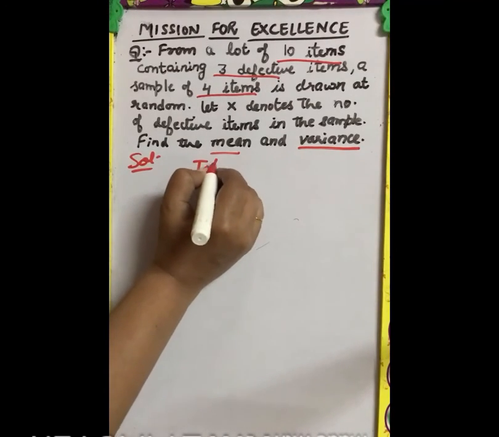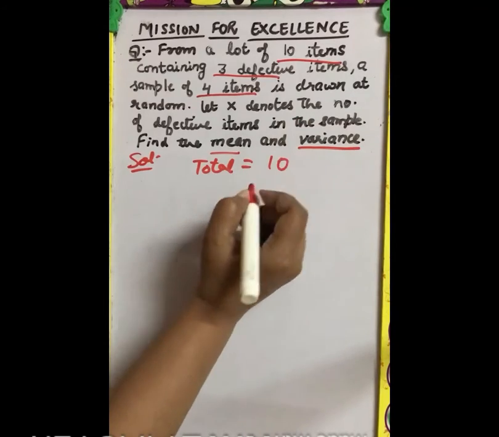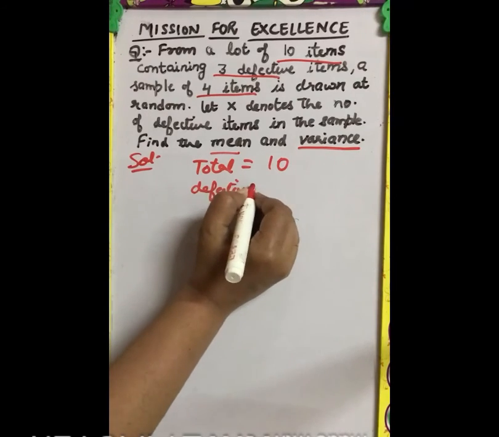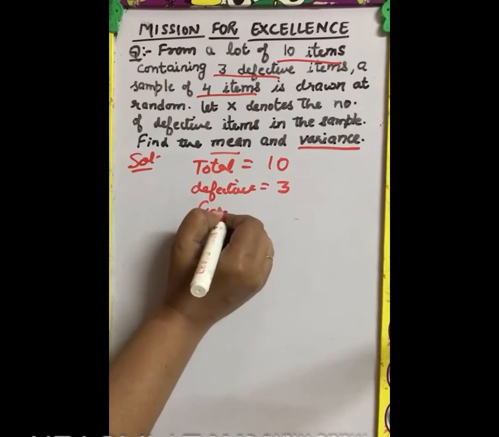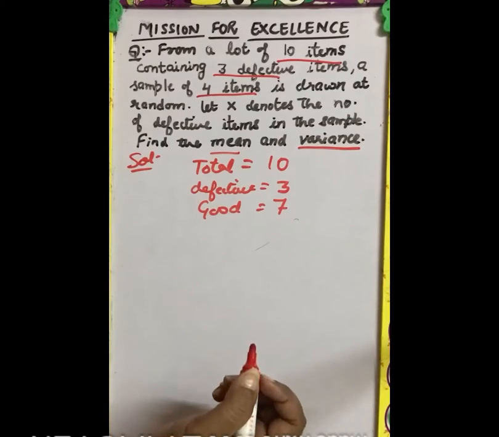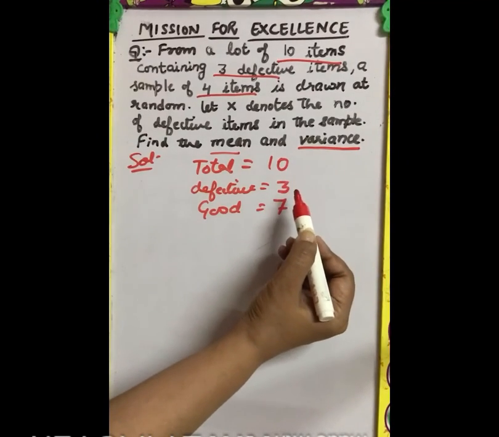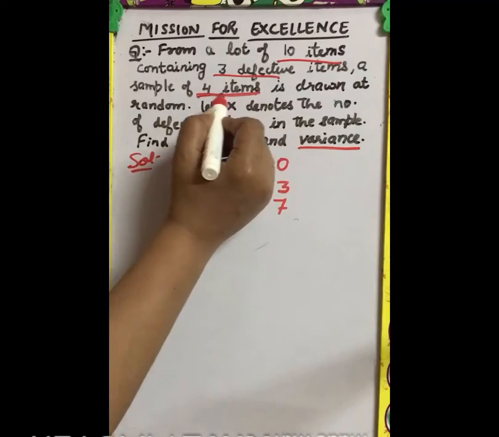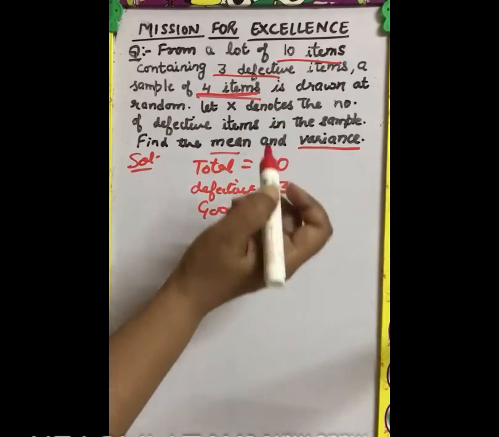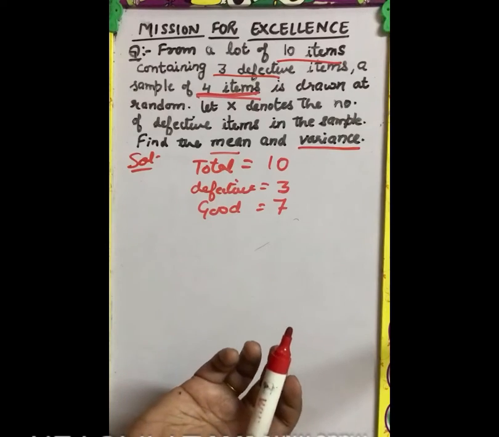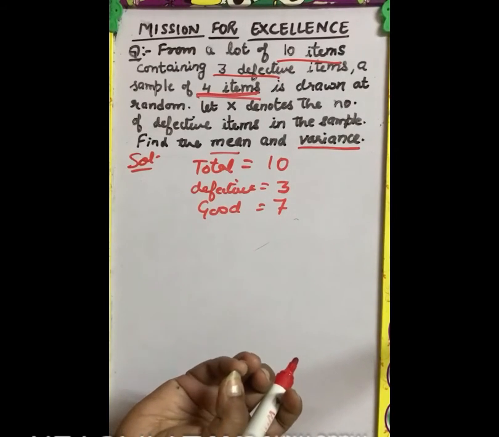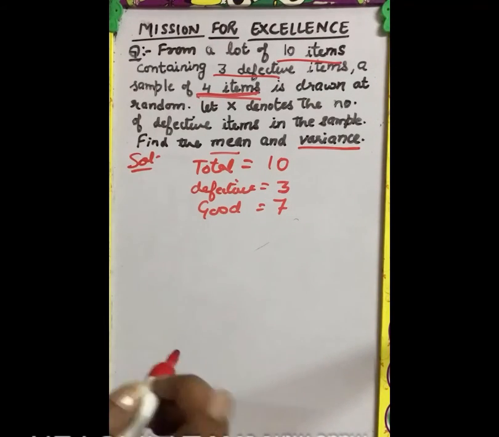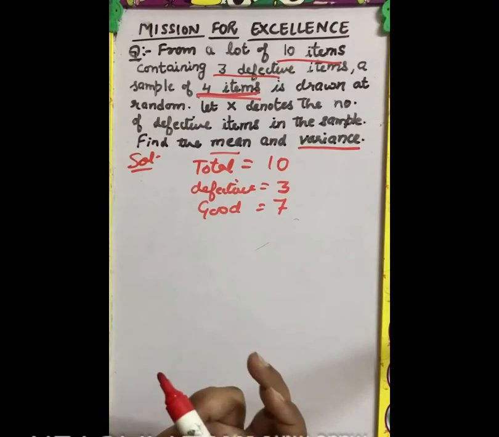So we have a total of 10. Out of these 10, 3 are defective. It means the good pieces are 7, the remaining are good. So we have a total of 10 items, out of which 3 are defective and 7 are good. Now we draw a sample of 4 items. When we select 4 items from these 10, what are the possibilities? The possible cases are: all 4 items are good; 3 good and 1 bad; 2 good and 2 bad; 1 good and 3 bad; and all 4 are bad.